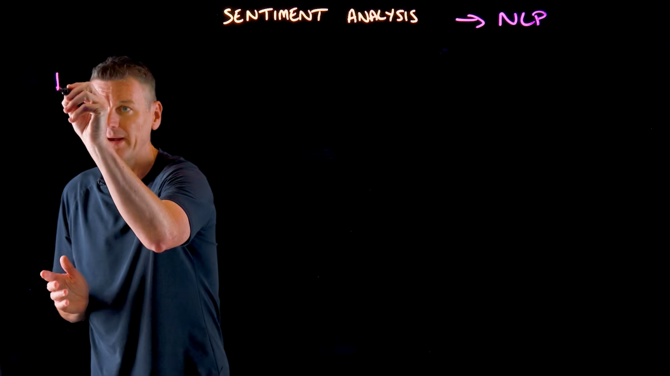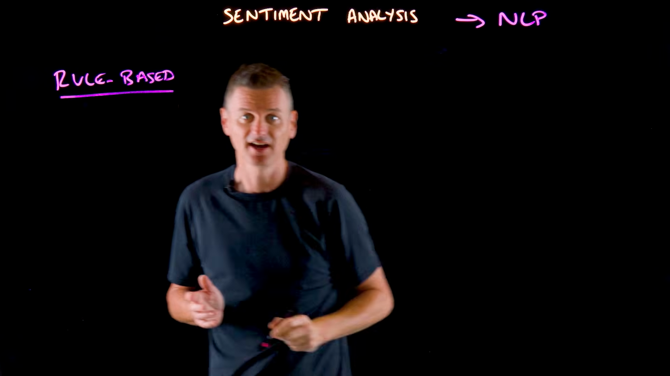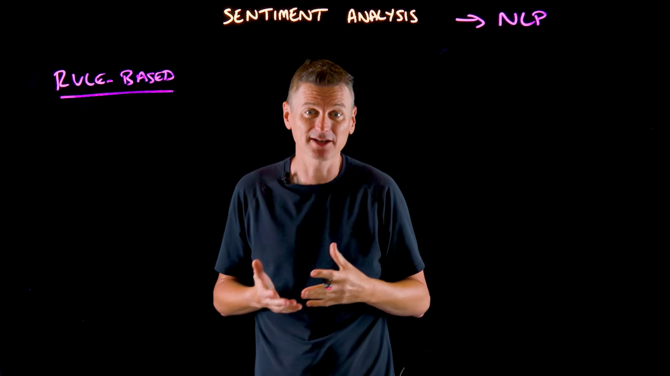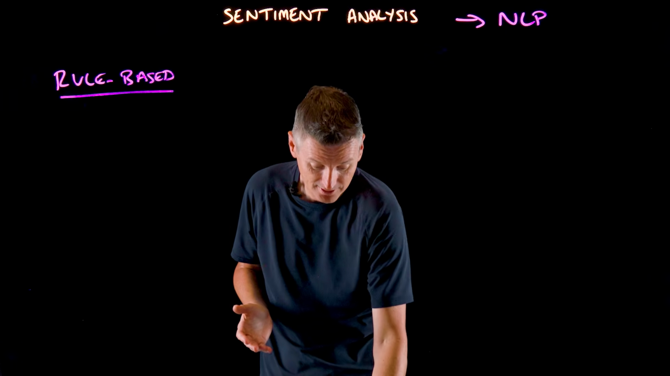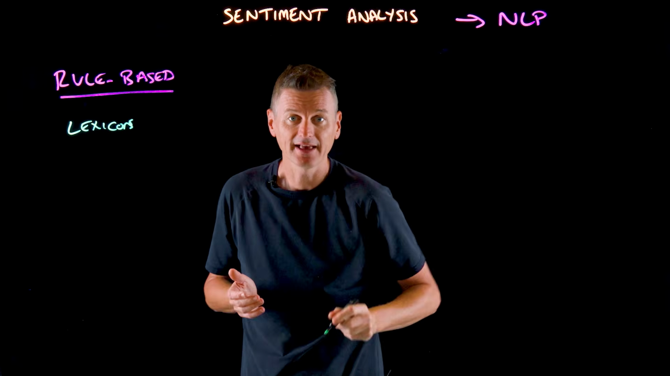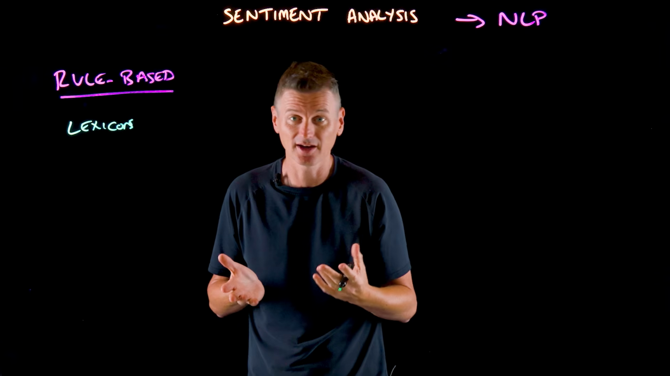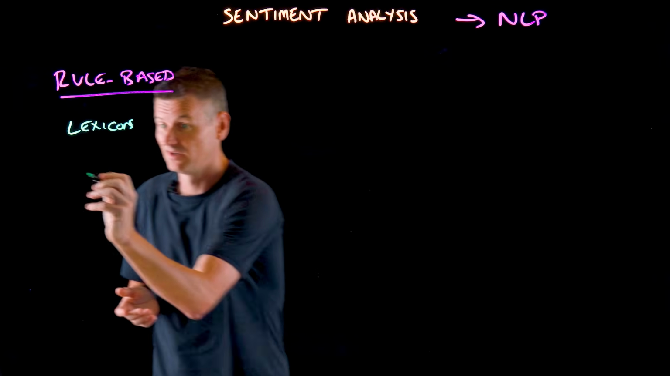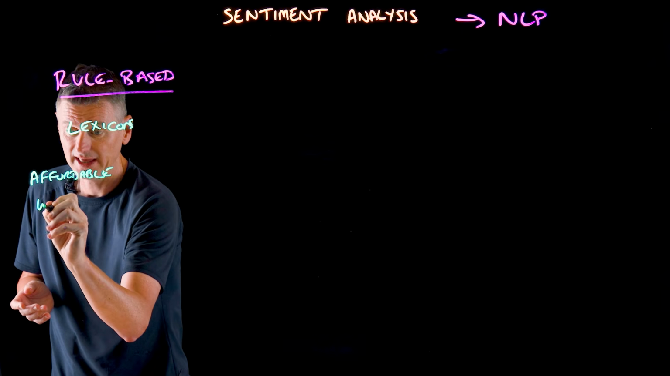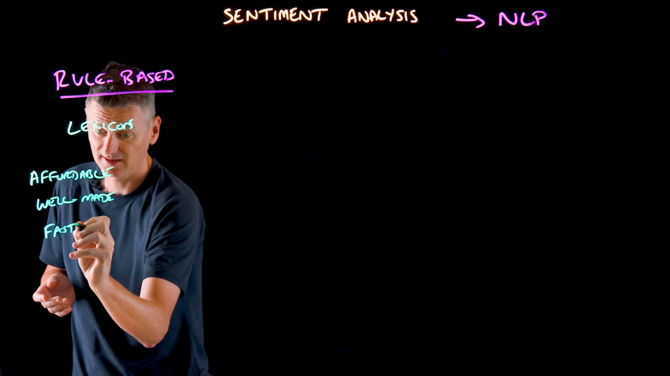So what about the rule-based approach to sentiment analysis? Well, in this approach, software is trained to classify certain keywords in a block of text based on groups of words, or what are called lexicons. And lexicons are groupings of words that describe the author's intent. So, for example, let's consider some lexicons. Affordable would be one, well-made would be another one. Perhaps we might consider fast as another lexicon.